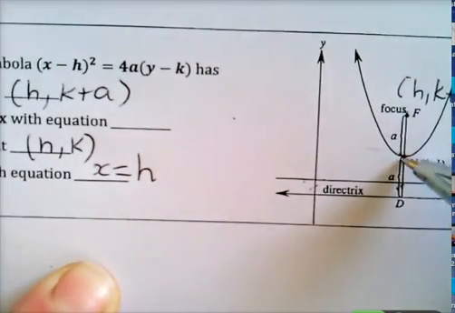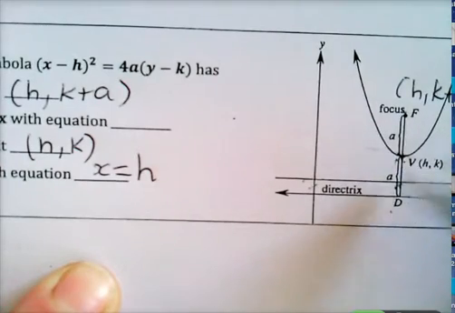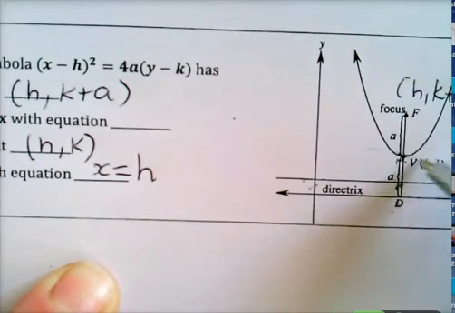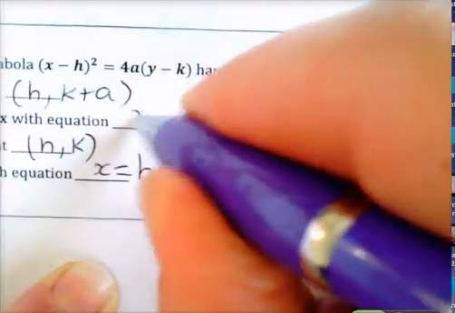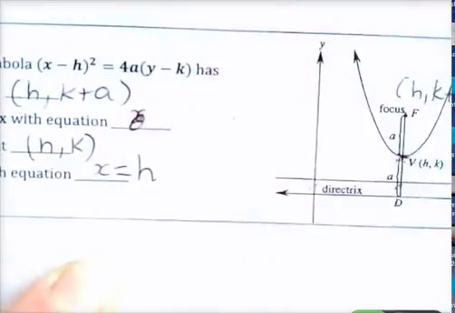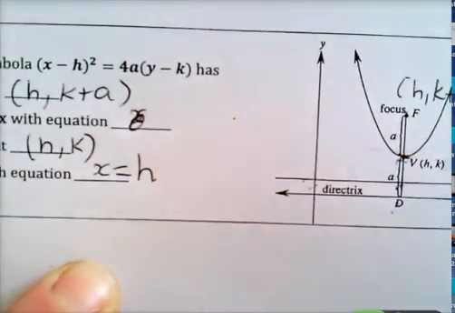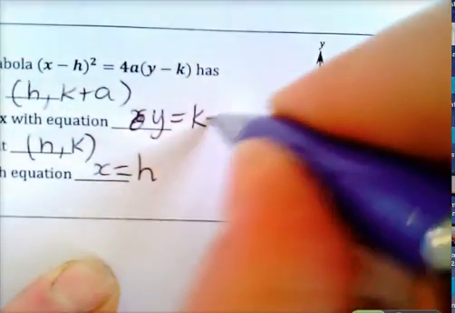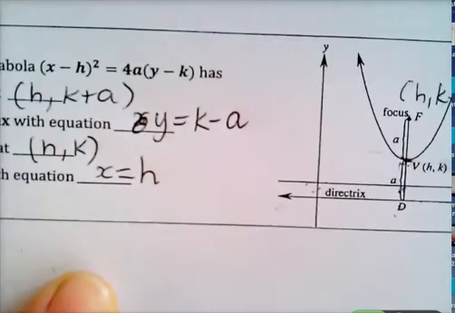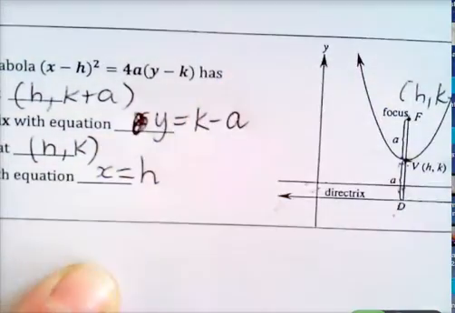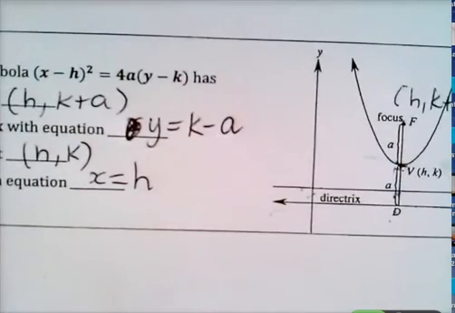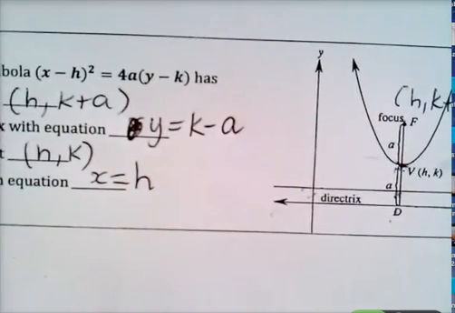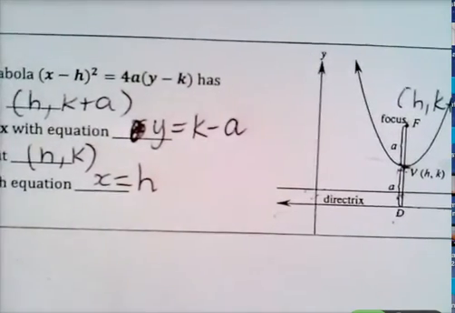Now the directrix will be how many units down? Oh no, it's a y equals, isn't it, for the directrix? Yep. y equals k minus a. Now, girls, you don't have to learn these off by heart. It's much better that I do examples in a minute. All right, can I move across to the other type?